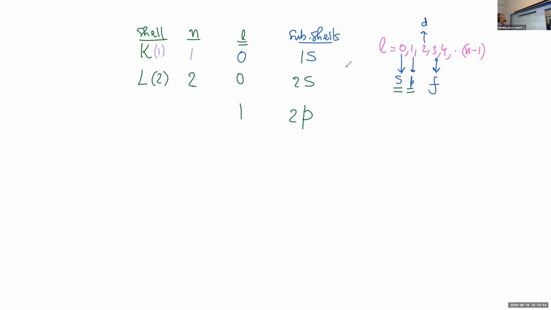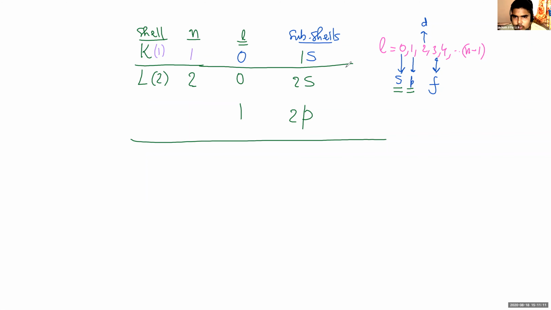2S and 2P. So, in the K shell, there are 2 subshells. And which are the subshells? In the L shell, they are 2S and 2P.